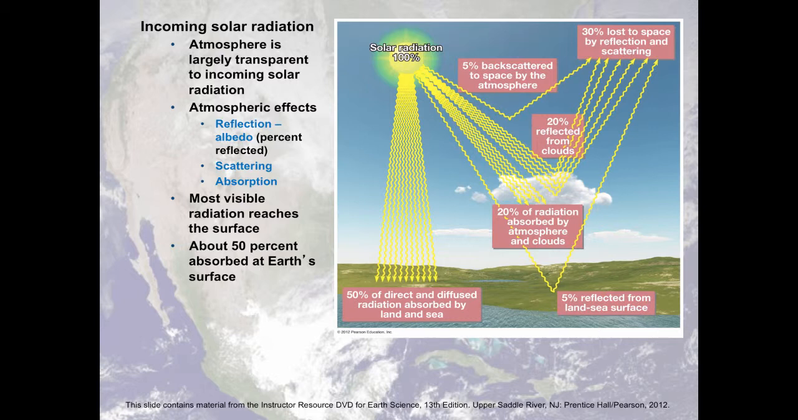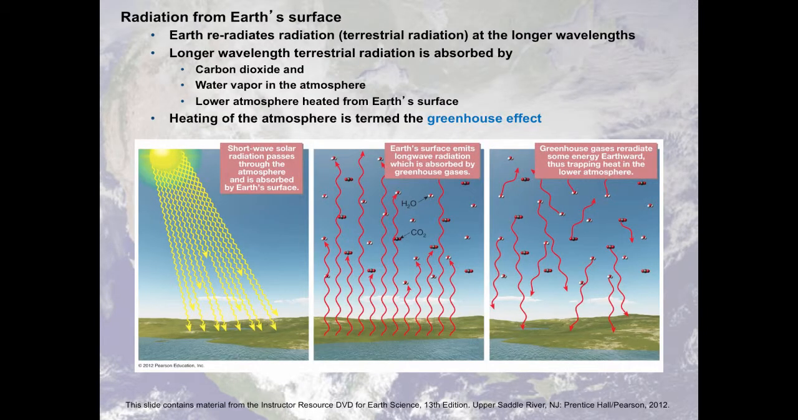Now, most visible radiation reaches the surface. Again, visible radiation, not ultraviolet, not infrared. And about 50% of that radiation is absorbed at the Earth's surface. And remember, what we saw in the last slide, that matter that is generally a good absorber of radiation is also usually a good emitter of radiation. So some of that radiation absorbed by the Earth's surface is emitted back out, and we can see this graphic of what the greenhouse effect is. Solar radiation that transmits through the atmosphere and is absorbed by the Earth, about 50% of incoming solar radiation, is absorbed by the Earth. The Earth re-radiates that radiation at longer wavelengths.